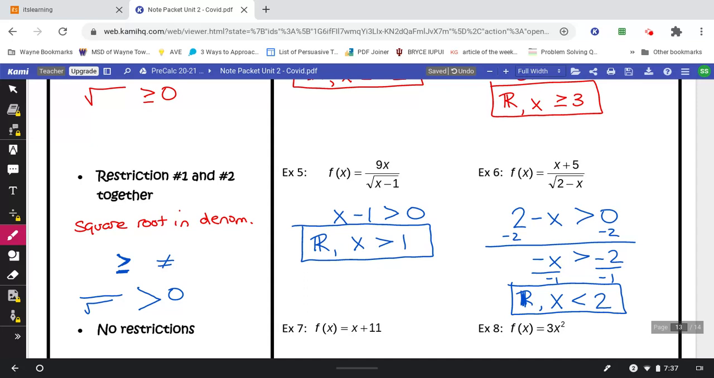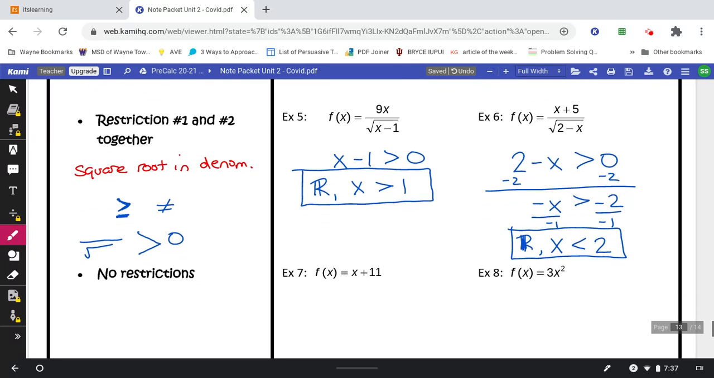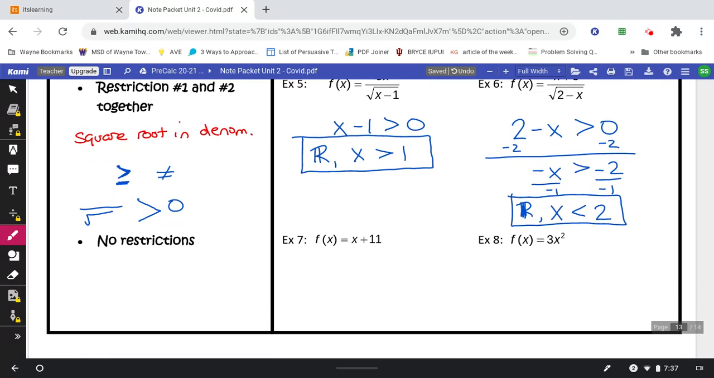Now we only have 2 restrictions in math, which means a lot of problems that we do have no restrictions at all. So if you don't see a square root and you don't see a denominator, that means there are no restrictions and your answer is all real numbers. And remember, your symbol for that is the R with a double stick, or if you prefer, the R with the filled in, almost like a bold R like that.